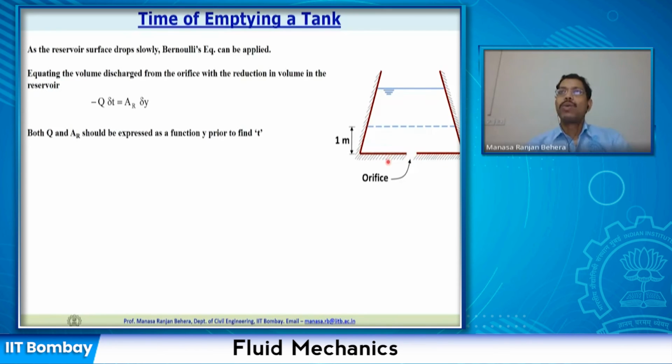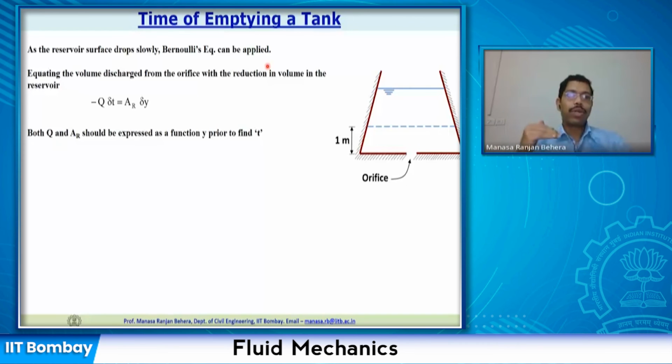Now the initial height of the tank could be something, and this tank can be emptied over a period of time, or it can reduce to some level over a period of time. If you look at the expression, as the reservoir surface drops slowly, the Bernoulli equation can be applied. Please remember, we are assuming this is a reservoir or a tank, and the level is dropping gradually.